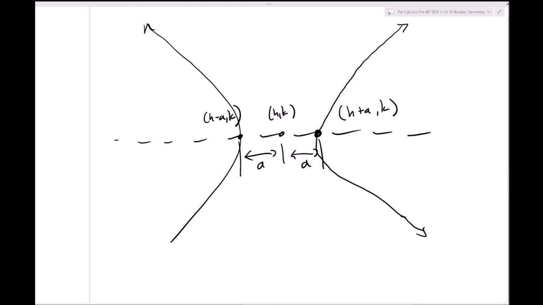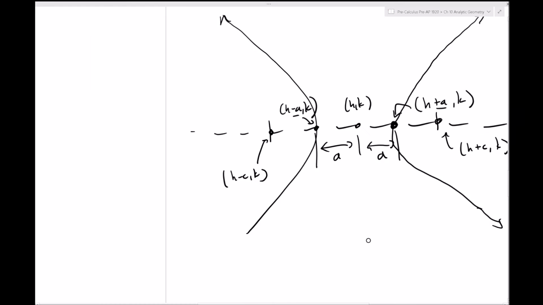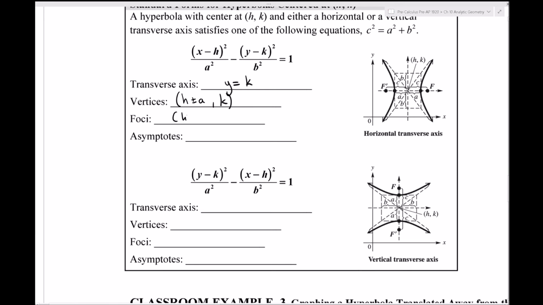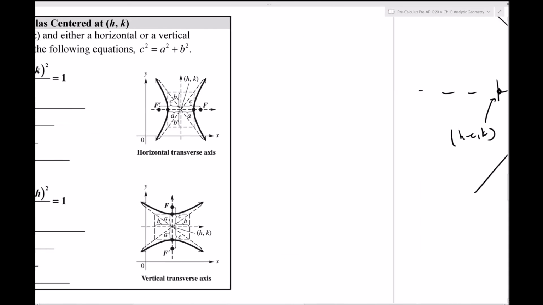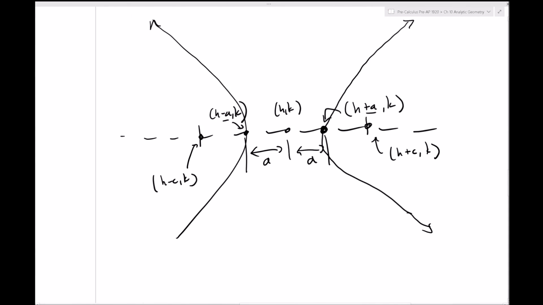Foci. The foci have the same form, just a different number adding and subtracting. Instead of a, it's c. So one is h plus c, comma k, and the other is h minus c, comma k. So h plus or minus c, comma k. Then the equation for the asymptotes, that's going to be a tougher one. So you draw the box, and whatever b looks like, let's say b is that big.